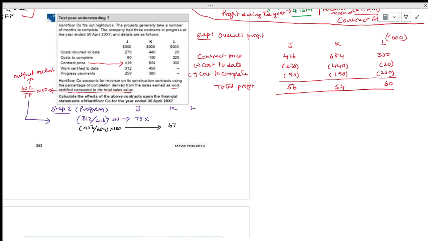Next, what is the third one? Work certified to date is how much? Nothing is there. Contract price is 300, times 100, but there is nothing there. Don't worry about that. You put only a dash. Nothing certified. Are you clear about this?